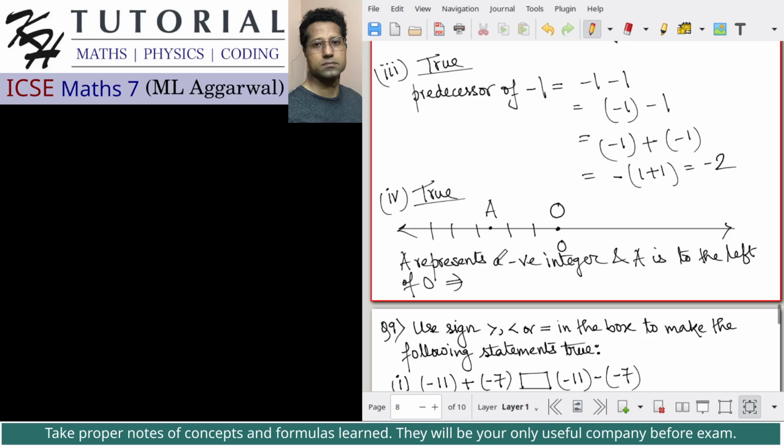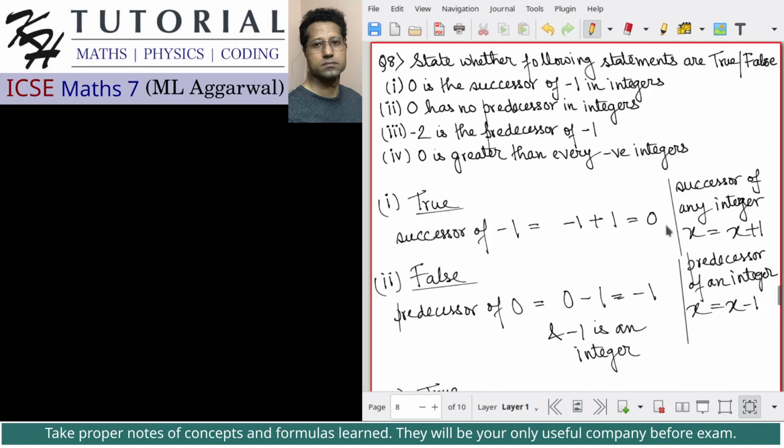So we can say that the integer value of A will be less than 0, because 0 is the integer value represented by the origin O, and the point A is the marking of an integer value, any integer value, and it is to the left hand side of origin O. So definitely A must be less than O. That is, the integer value of A must be less than the integer value of O.